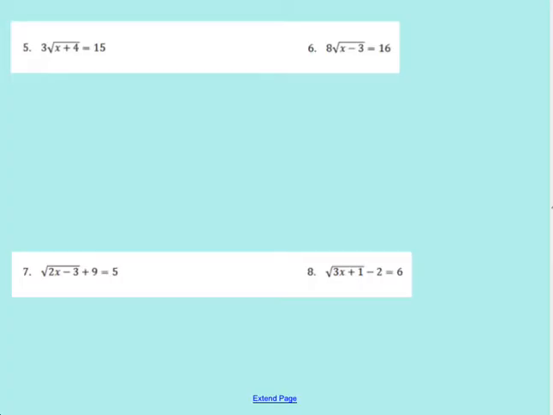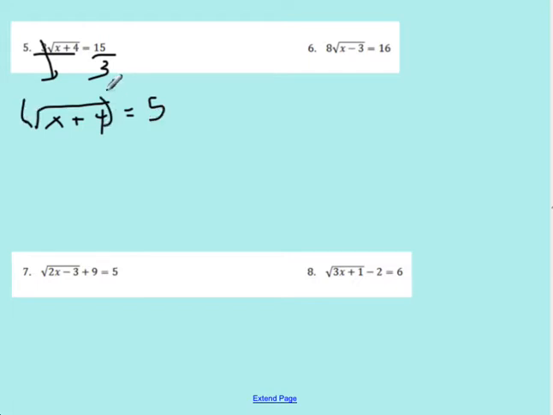Next, let's take a look at number 5. For number 5, we need to get that 3 to the other side. So that 3 is being multiplied by that square root. So I'm going to go ahead and divide both sides by 3. So when I divide both sides by 3, those 3's cancel out, and I'm left with the square root of x plus 4. Then 15 divided by 3 is just 5. So now, even though that plus 4 is underneath the radical, the radical itself is completely isolated.